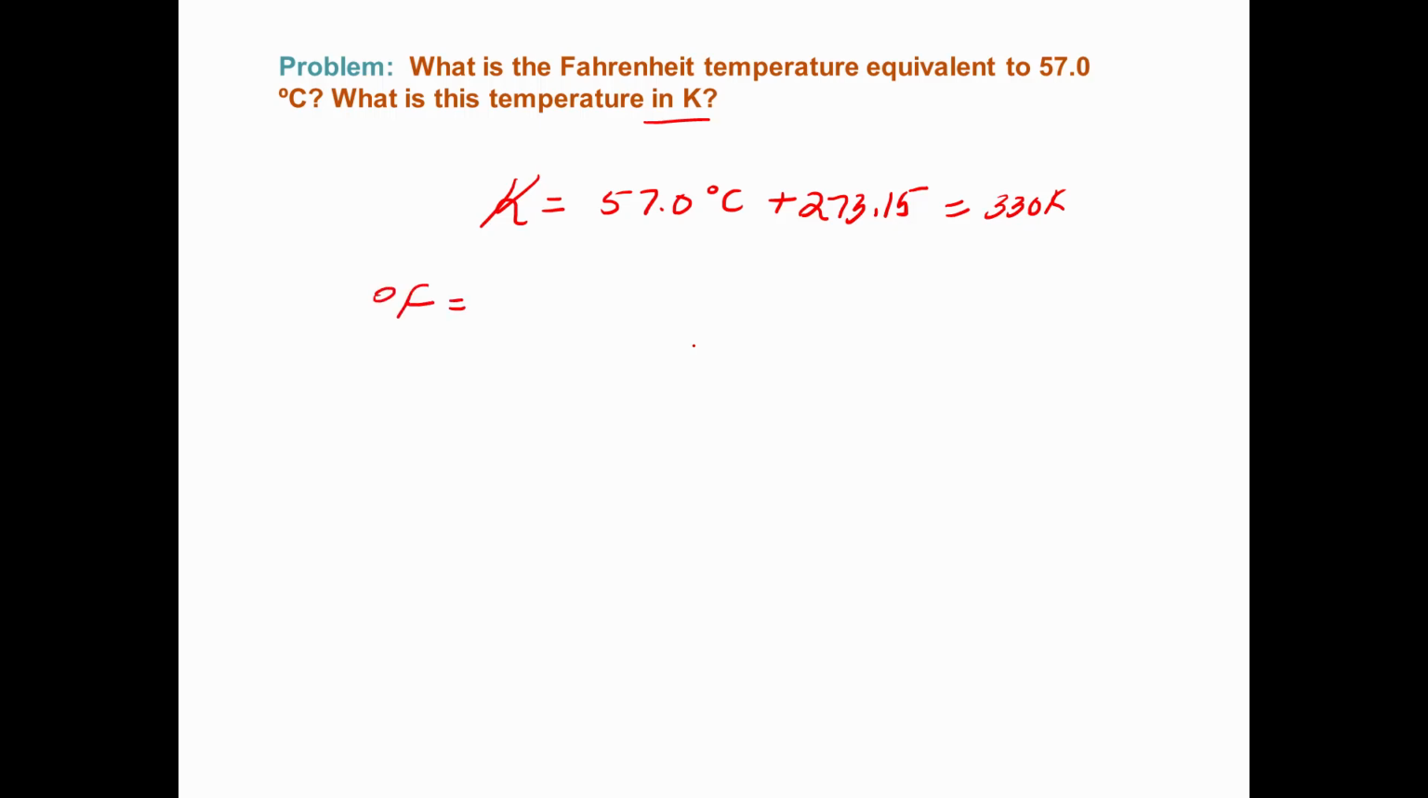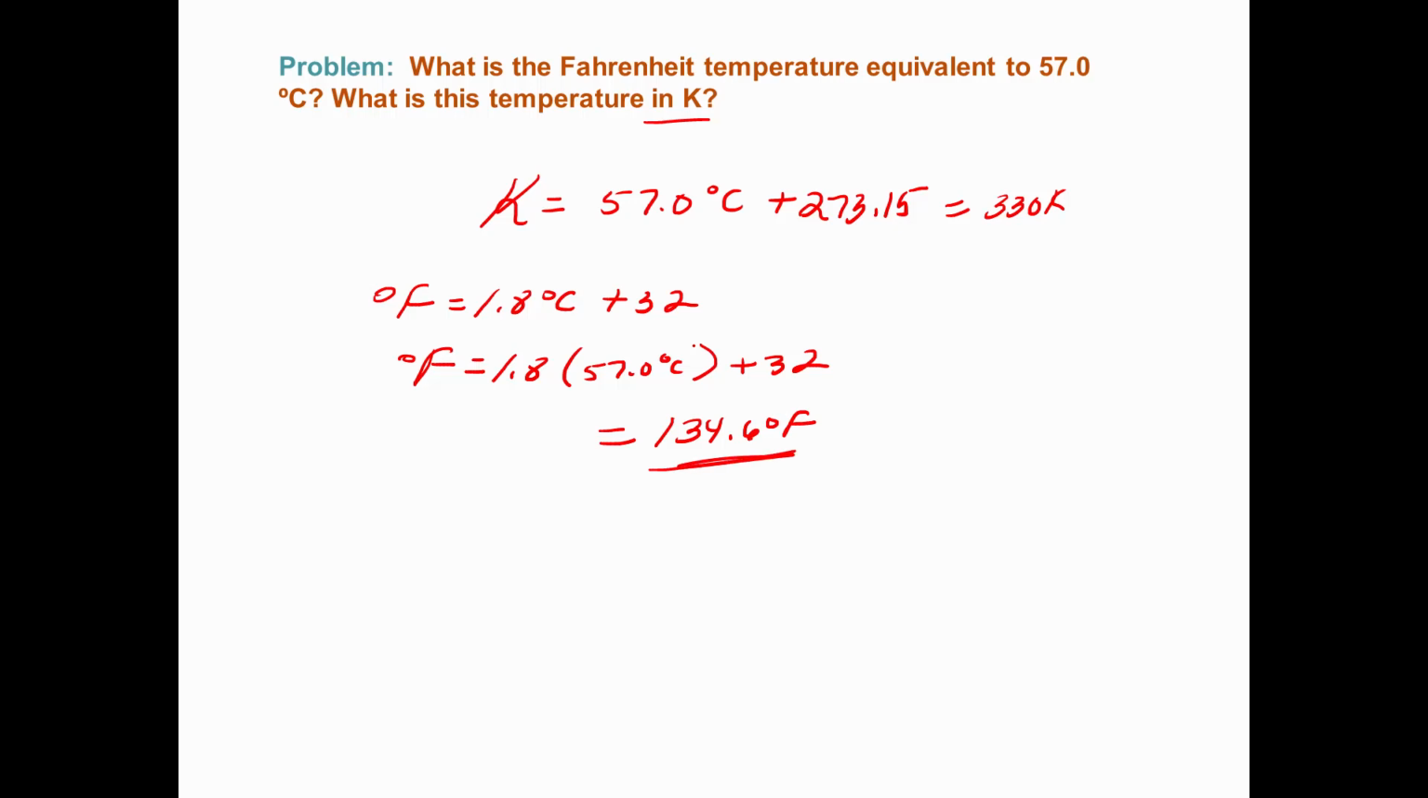So Fahrenheit is 1.8 times degrees Celsius plus 32, and that's 1.8 times 57 degrees Celsius plus 32, and that equals, that's 1.8 times 57 plus 32, that's 134.6 degrees Fahrenheit.